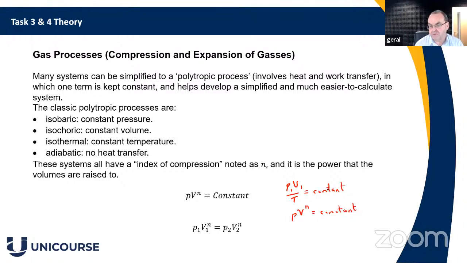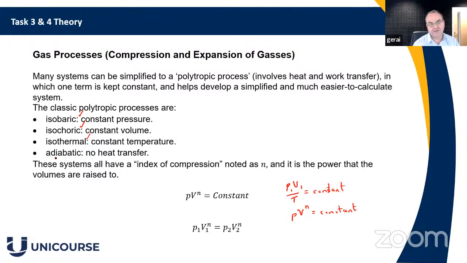That's what we're going to do in these processes. There are some classic polytropic processes. The first one is an isobaric, and you need to be familiar with these names. Isobaric stands for itself, doesn't it? Constant pressure system, compression or expansion. We can have an isochoric, so that's constant volume. That's probably not something that you're familiar with. Isothermal suggests constant temperature.